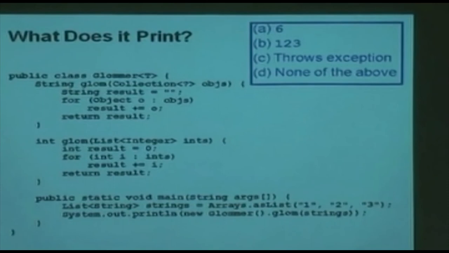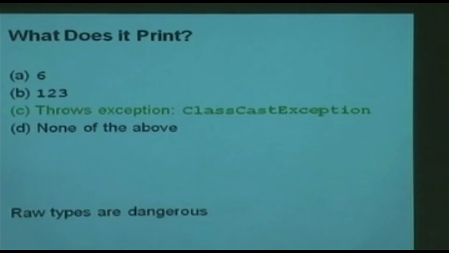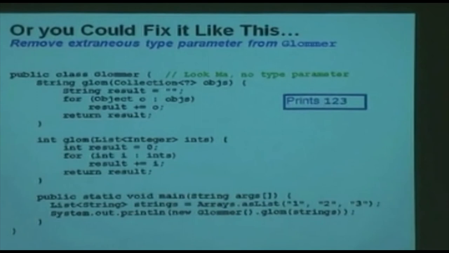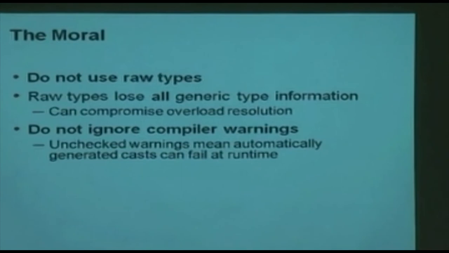Does it print 1, 2, 3? Does it throw an exception? Or does it do something else? It does throw an exception. It throws a ClassCastException. It actually says Glomerator in these method definitions, but it is not parameterized anymore. So this runs correctly. It uses raw types, put in there for one reason, and that is backward compatibility.